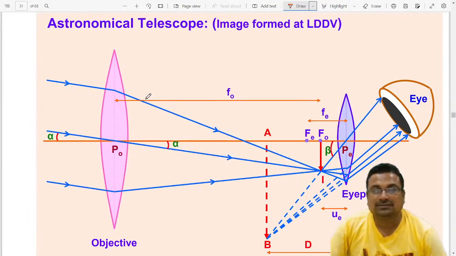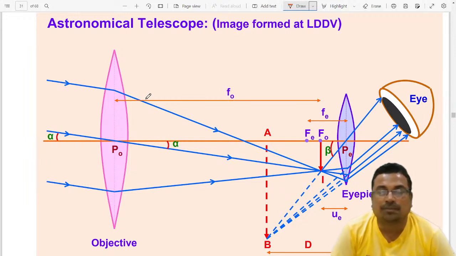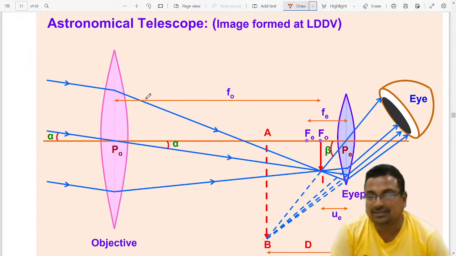Now, this is the astronomical telescope, image formed at the least distance of distinct vision.